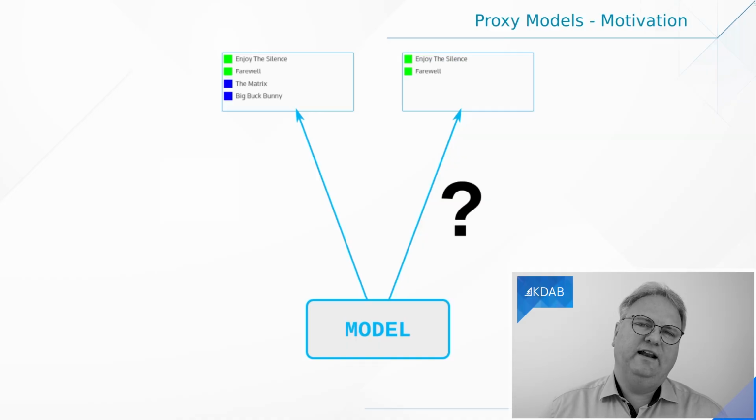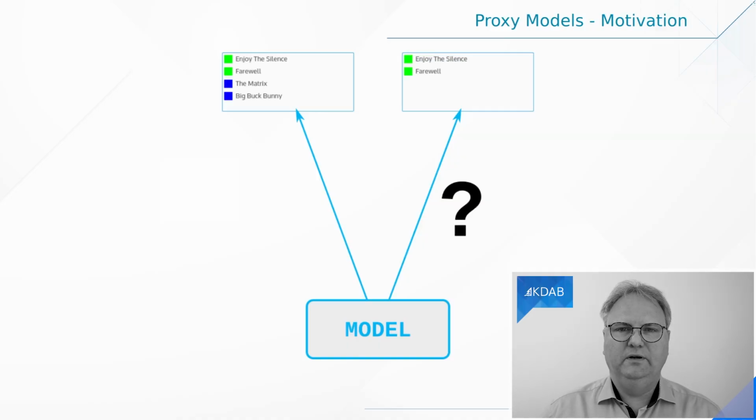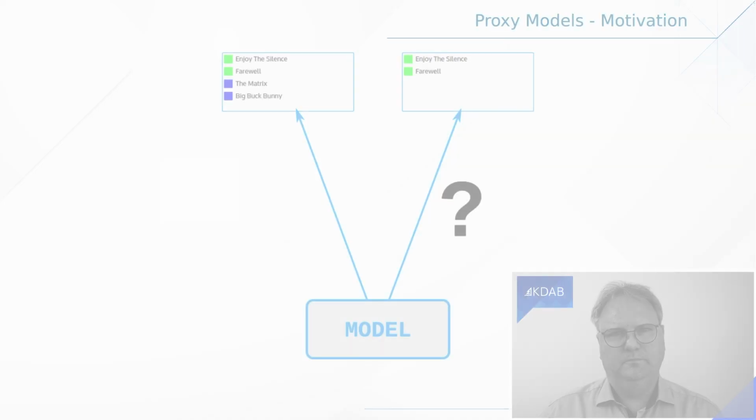But imagine that I had another view where I wanted to only show the audios. And I wanted both of those views to be available or active at the same time. How would I solve that problem?